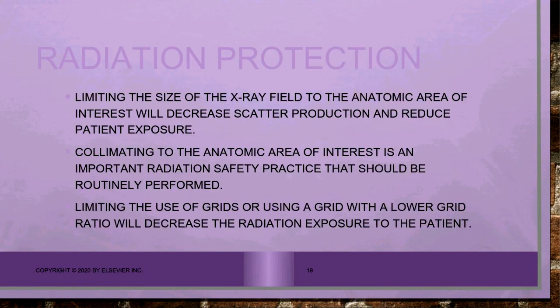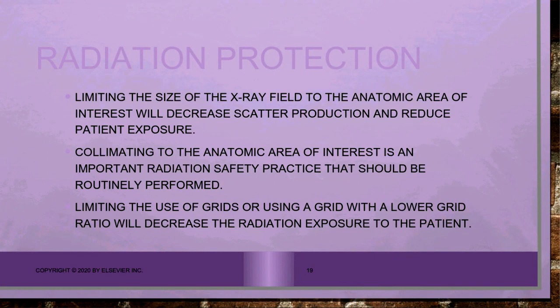As far as radiation protection, again, we always want to limit the size of our X-ray field to our area of interest, because that will decrease the scatter that is produced in the patient, and ultimately that will reduce the amount of exposure to our IR. Okay, so when we limit the field size, we limit how much scatter is produced, and anytime you reduce the amount that is produced in the patient, you're going to limit how much is actually striking your image receptor.